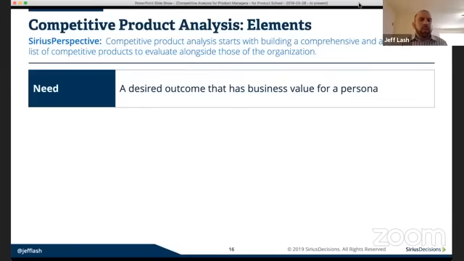When you do this competitive product analysis, there are four elements you really need to make sure that you capture. And again, I'm gonna show you examples so you see how this fits together. So we start with the need, and I alluded to this a few minutes ago. We need to understand what our customers need.